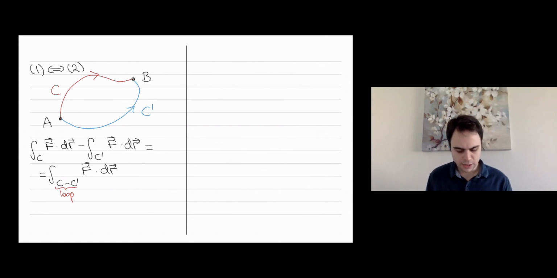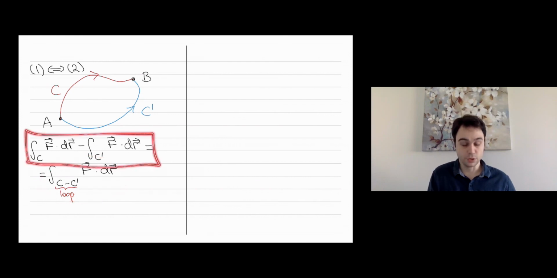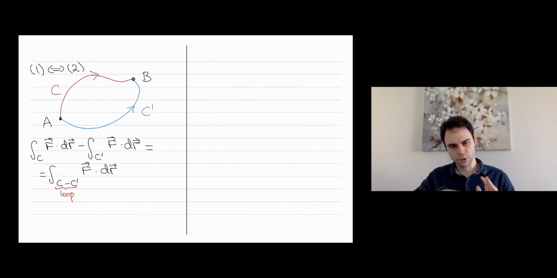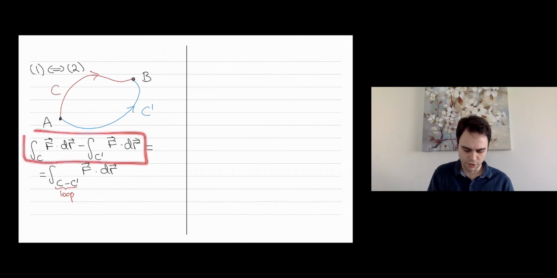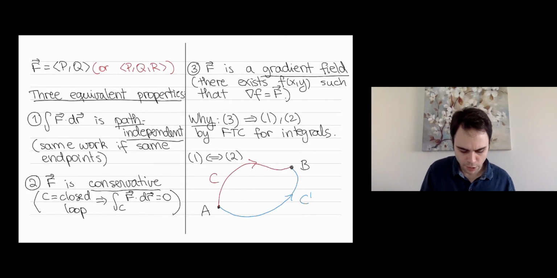Right? And now you see that if I know that integrals over loops are 0, then this difference is 0, and so the two are the same. Or if I know that this difference is 0, that is because the integrals over curves with the same endpoints are the same. So if I know this difference is 0, then the integral over the loop will be 0 as well. So that's how you can relate 1 and 2. If you know that property 1 is true, then property 2 is true as well, and vice versa.